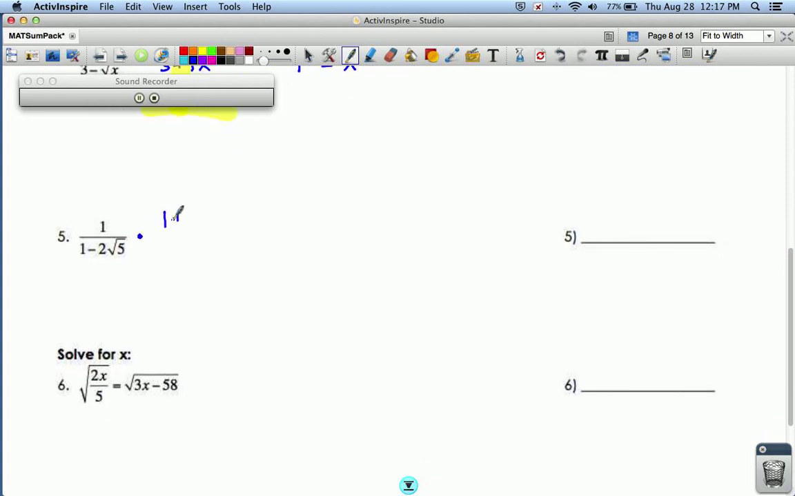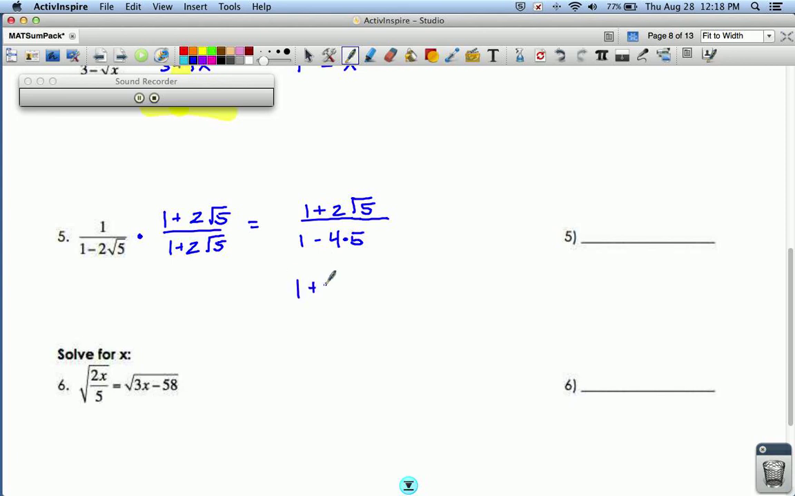Same deal here, 1 plus 2 root 5 over 1 plus 2 root 5. So the numerator, since we're multiplying by 1, is 1 plus 2 root 5. And the denominator, you get 1. Again, middle terms cross out. But we end up with 1 minus 2 times 2 is 4, and root 5 times root 5 is 5. So 1 minus 20, really.